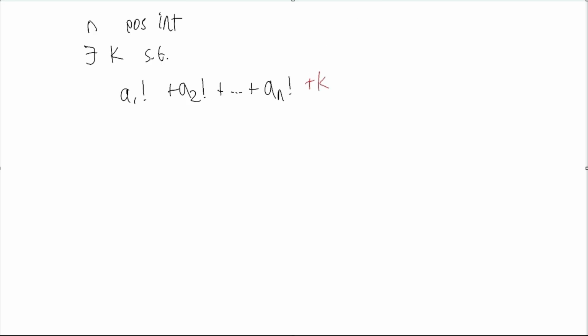And it goes as follows. Suppose that n is a positive integer, then you must show that there exists a value k such that a1 factorial plus a2 factorial plus so on and so forth plus an factorial plus k is never a perfect square for any a1, a2, all the way to an. So no matter what choice I choose for those guys, this will never be a perfect square.